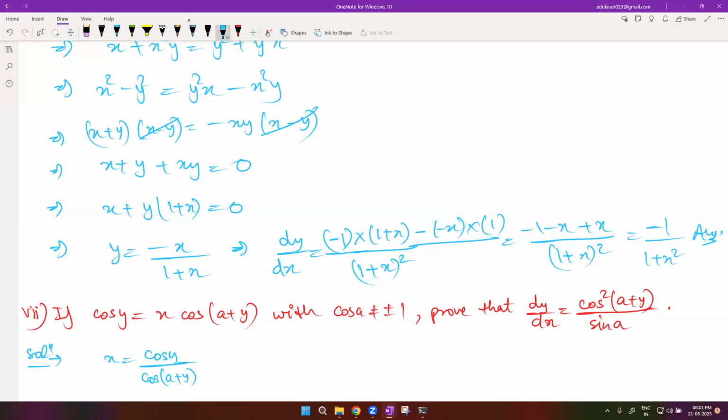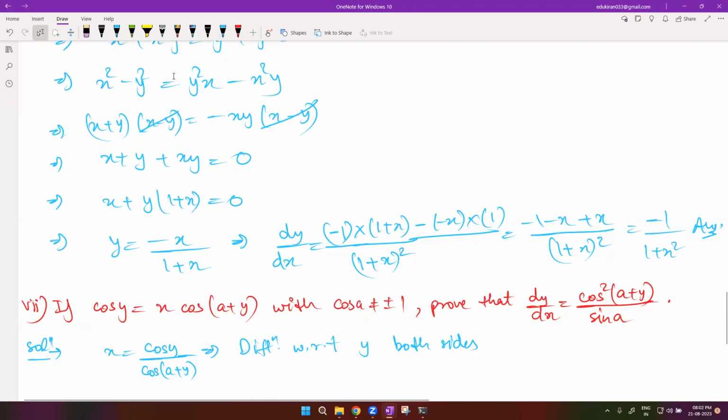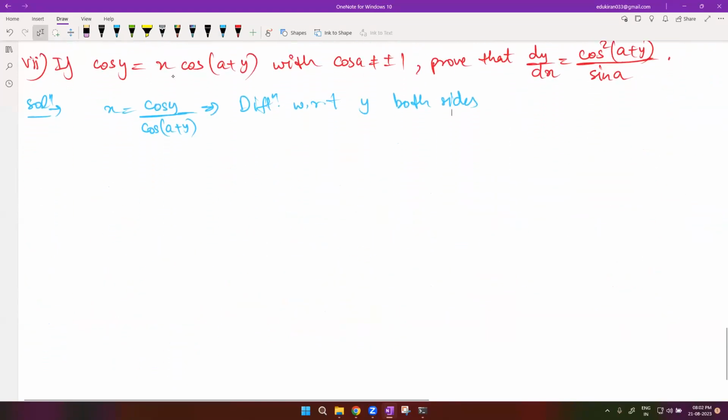So till now we have been finding dy by dx. Why can't we find dx by dy this time, and then take the reciprocal of that? So differentiating with respect to y, both sides. What do we get? We get dx by dy on the left hand side, right?